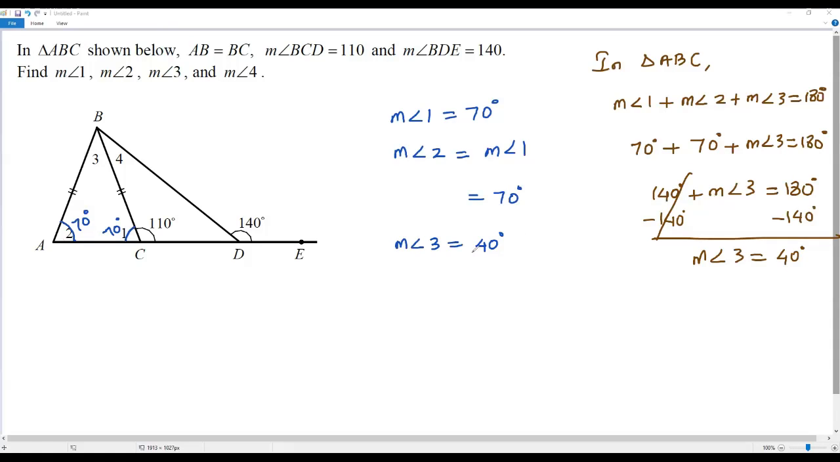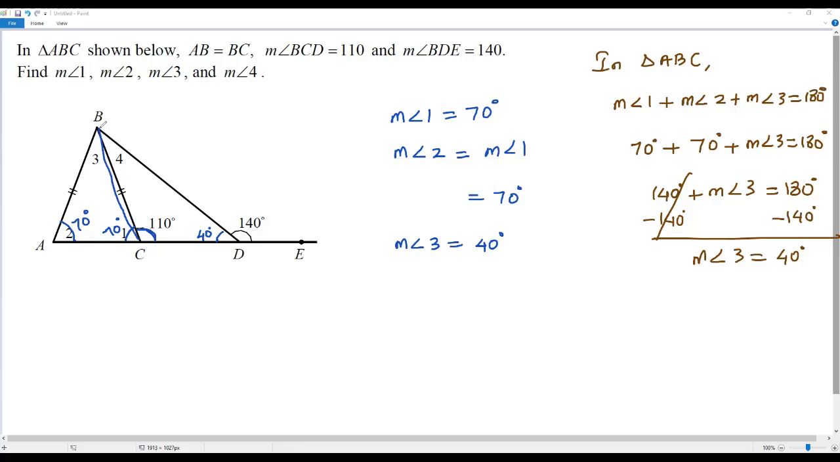Now we have to find the measure of angle 4. Already we know the angle BDE is given as 140 degrees, and this is the angle on a straight line. The measure of an angle on the straight line is 180 degrees. If this part is 140 degrees, then the other part is 180 minus 140, which is 40 degrees. Combining these two angle measures, I get 180 degrees, which is the angle on the straight line. So we know this angle is 110 degrees and this is 40 degrees.